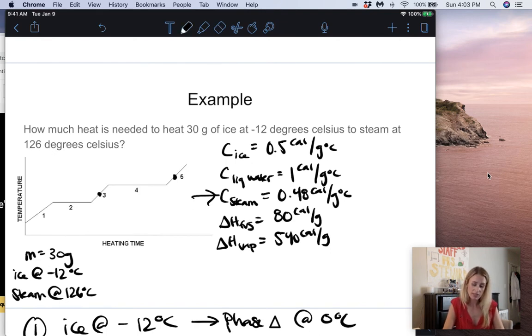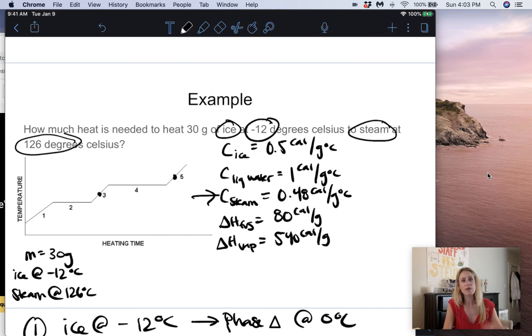You have to really pay close attention to where you're starting temperature wise and in what phase, and where you're ending temperature wise and in what phase. So just pay close attention to that. We'll do some more problems together in class, and I will see you then.